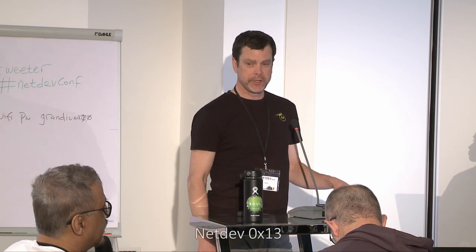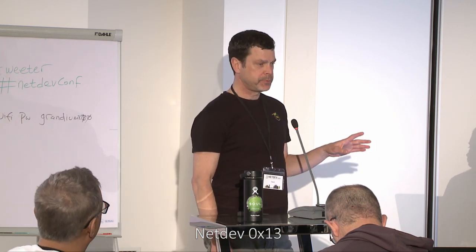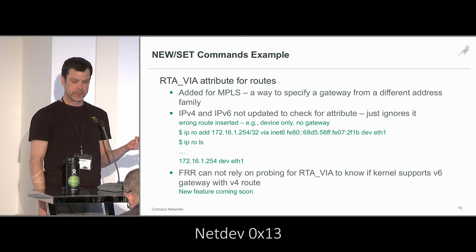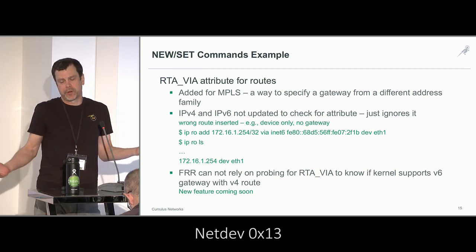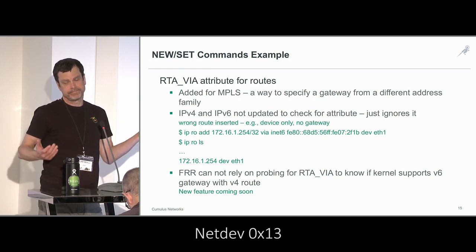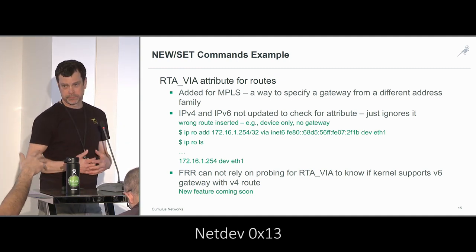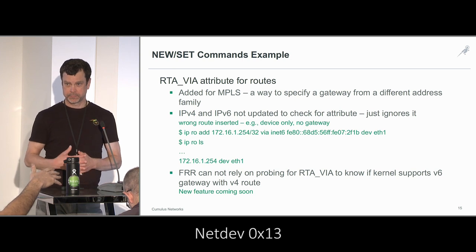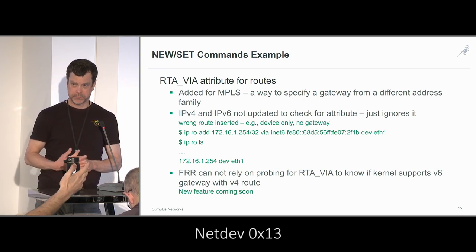Right. That was a comment here. So for the RTA via, I did send out patches, which now IPv4 and IPv6 will error out, but it's going to take time. And so FRR for the longest time will have no way of knowing, can I use this feature or not? And I'm saying that this exact feature, the MPLS feature you pointed out, would fail in all kernels, and FRR wouldn't know anything about it.